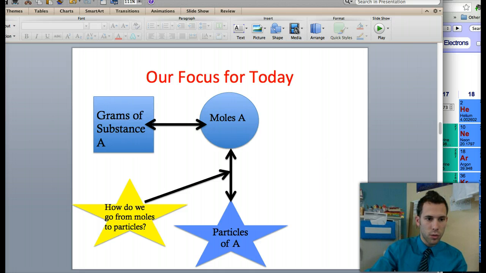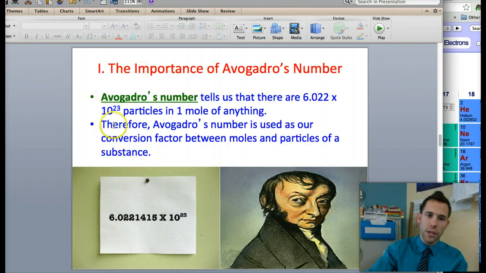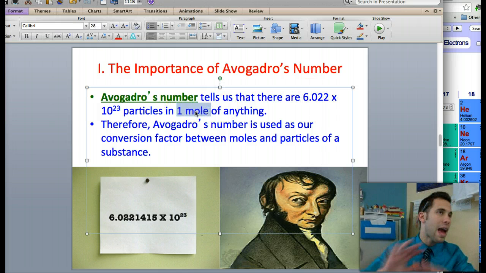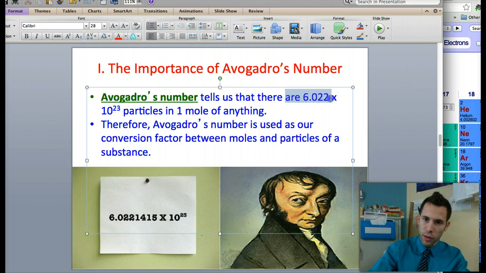So let's talk. How's it work? We need to know Avogadro's number to be able to do any of this. And Avogadro's number, essentially, this famous Italian chemist just said that for any 1 mole of anything, it could be any element, compound, whatever it is, 1 mole of that contains 6.022 times 10 to the 23rd particles. You don't need to know why, you just need to know that it is.